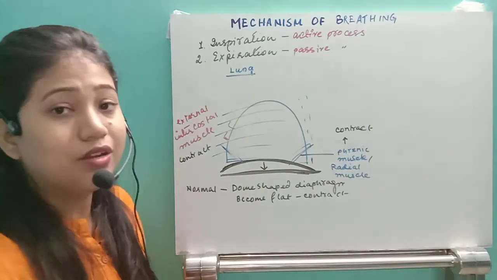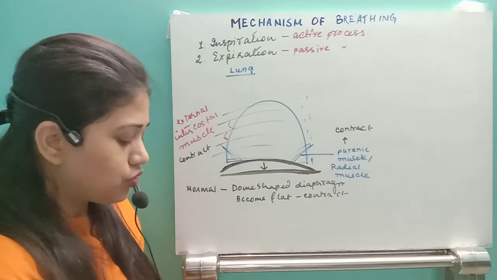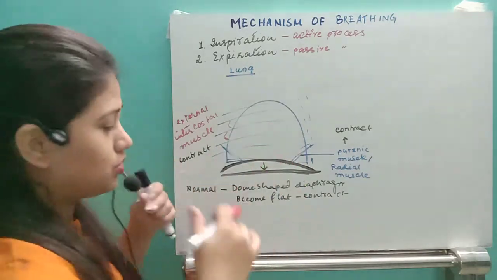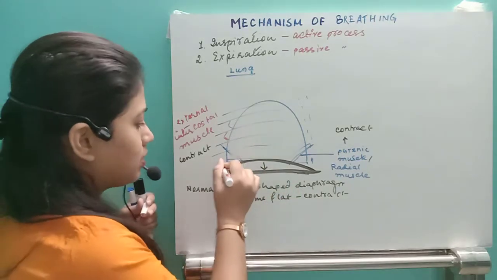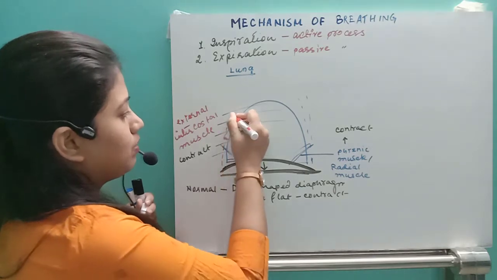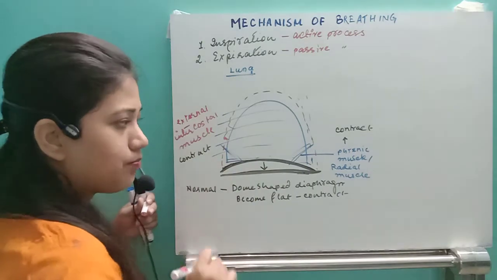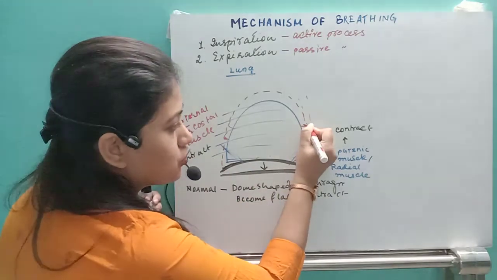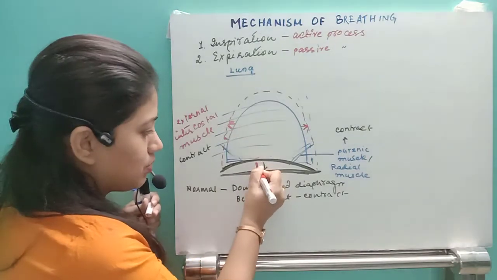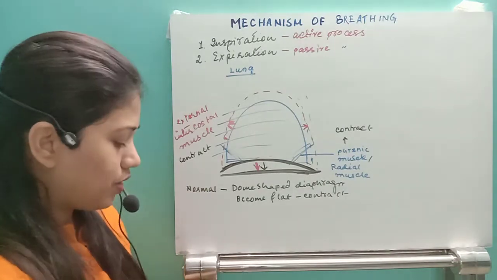Whenever the external intercostal muscle and the phrenic muscle contract, what will happen? The lungs are covered by the rib cage. So the rib cage volume will actually expand, it will elevate. So what will happen? The volume from this side, this side, and this side will increase.